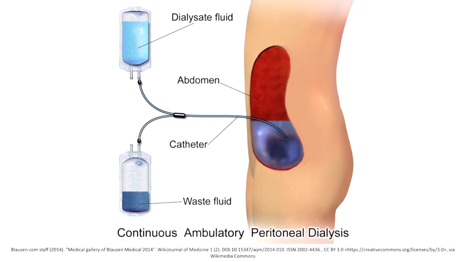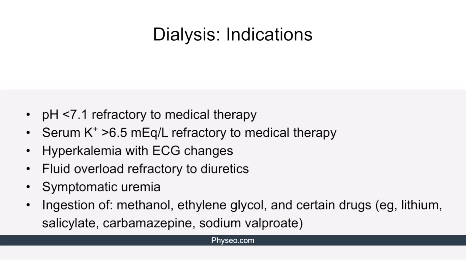Here is another illustration showing peritoneal dialysis. In this case, the peritoneal membrane of the patient acts as a semi-permeable membrane through which the blood waste products diffuse. Indications of dialysis are very important to know, and they're listed here.